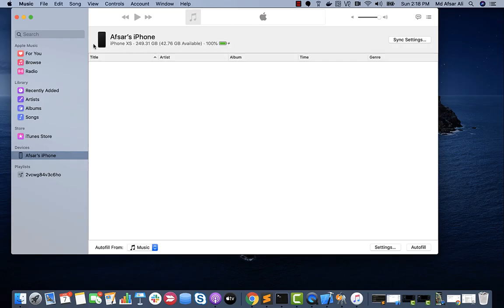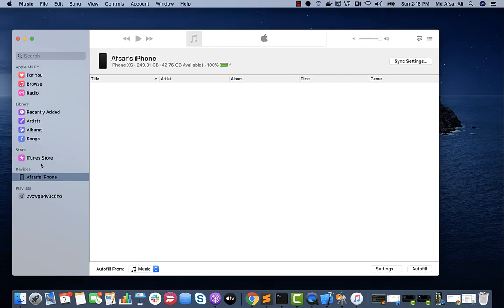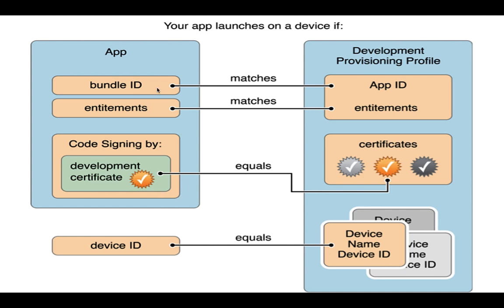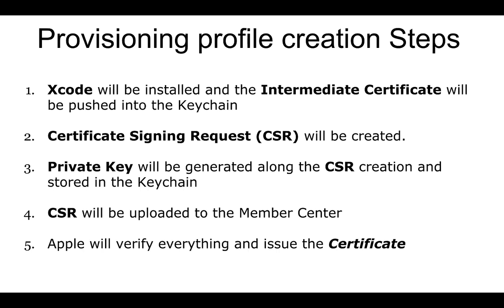If you're using a Mac machine and iTunes, and your device is connected to your Mac machine, then just click on your device and double click here, and you can get your UDID and the name. Okay, so this UDID and name has to be present in your mobile provisioning profile. All right, if all these criteria match, then only you will be able to run your app on your device. Otherwise it will not run.